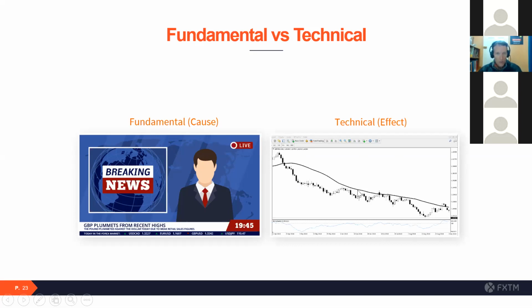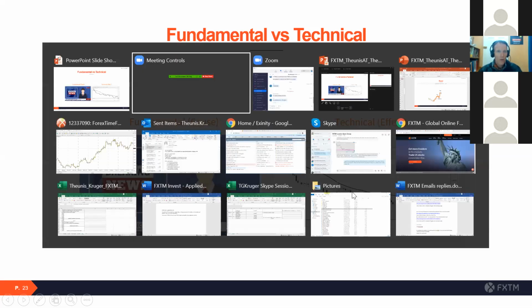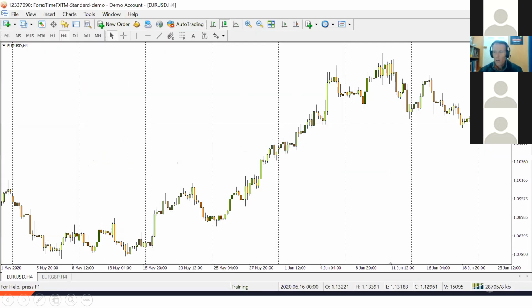And I think because it's so important for me, I'm going to quickly jump to the chart. Let's see if I can find that. Can you guys see my chart at this stage? Ron, can you see my chart?